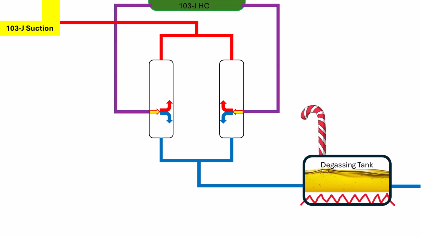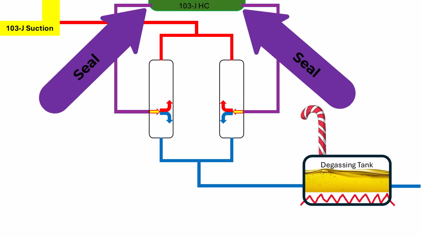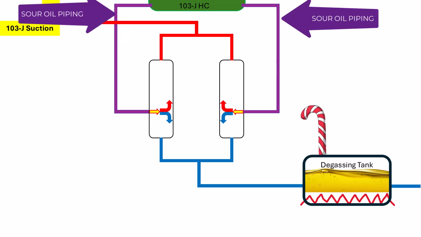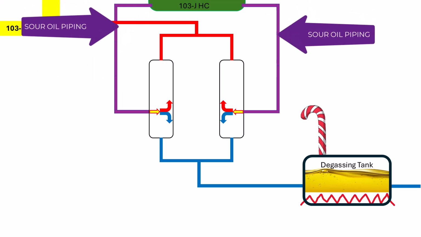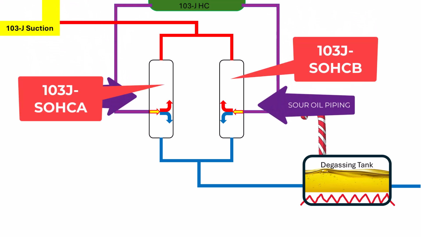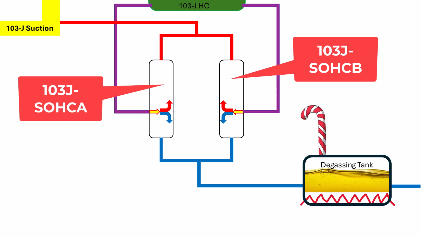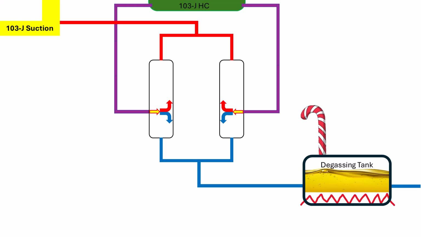There are actually two separate seals on the high case of 103J, one on the inboard and one on the outboard side of the compressor case. Each of these seals has its own sour oil piping leaving the machine and running down to a separate sour oil trap for each side. After separation of the oil and gas occurs, the gas that leaves the top of each sour oil trap joins together in a common header, and this one line flows back to the first stage suction of the compressor.